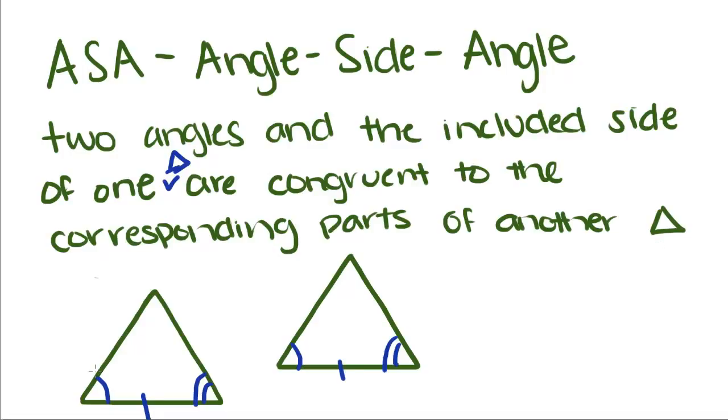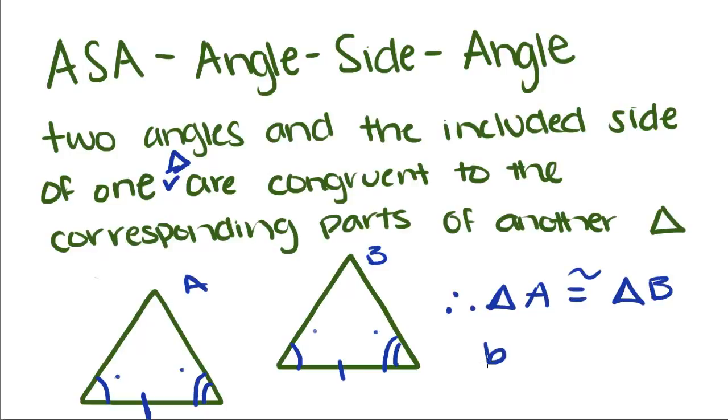So for these ones, I know that this angle and this angle are congruent. I know this angle and this angle are congruent. And since I know that this side, which falls between these two angles, is congruent to this side, which falls between these two angles, I can say, therefore, triangle A is congruent to triangle B by angle, side, angle. We always want to give a reason as to why they're congruent.